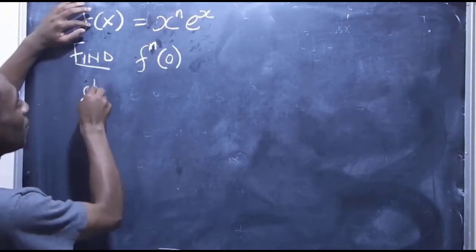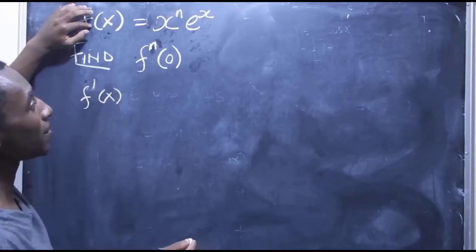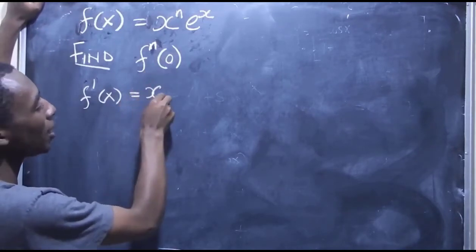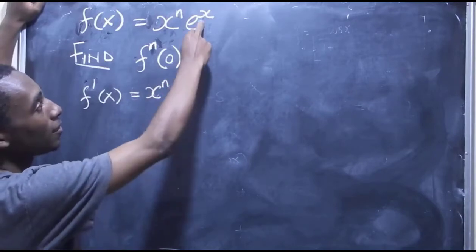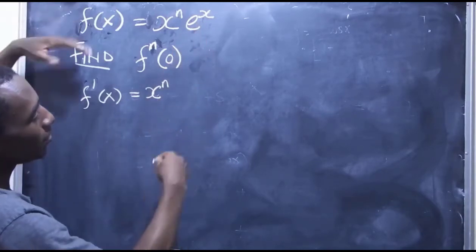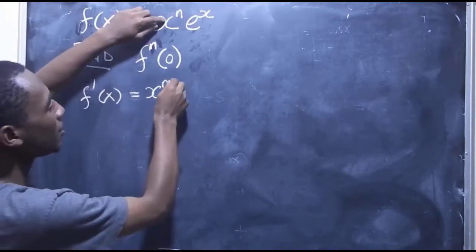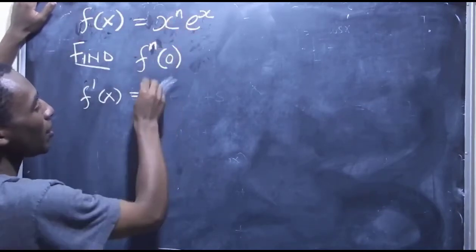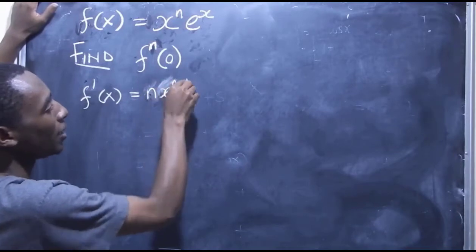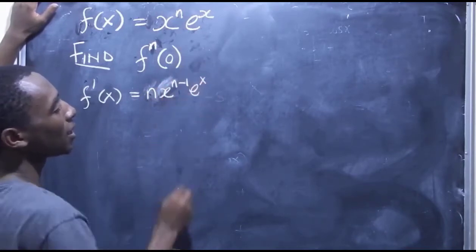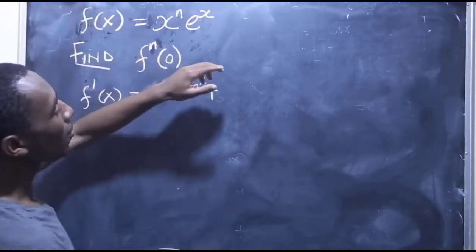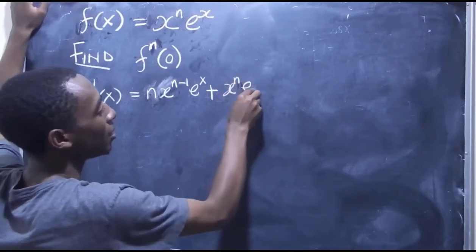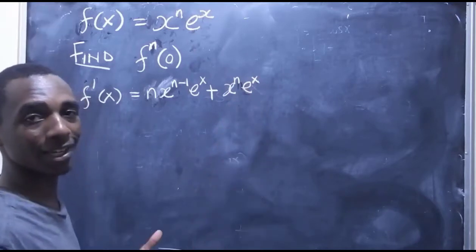And so we can find the first derivative very easily. I keep x to the power n constant, and then I take the derivative of exponent x. Let me just do it the other way around. I'll take the derivative of this first. So the derivative of x to the power n is n x to the power n minus 1. So I keep exponent x constant, plus I now keep this constant and take the derivative of this, so I have x to the power n, and the derivative of exponent x is exponent x.